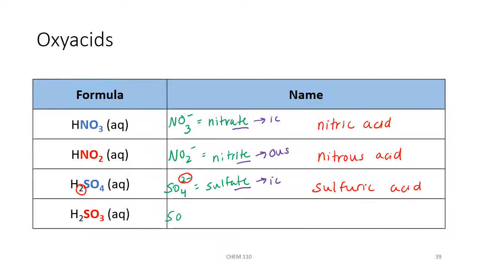H2SO3. SO3 also has a -2 charge, and the name of this is sulfite. We're going to take the ite ending and change it to us, and the name of this acid would be sulfurous acid. You can remember the changes by thinking, I ate something icky and I bit something and it was delicious.